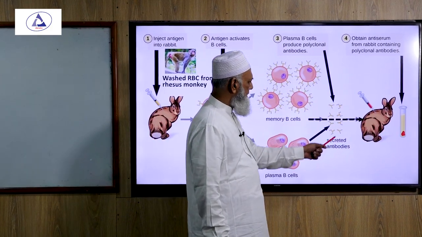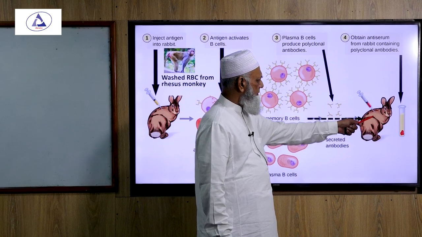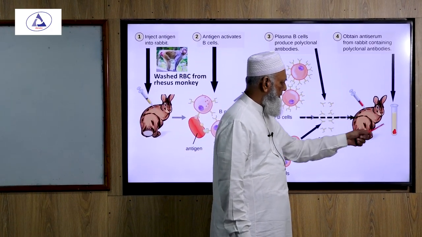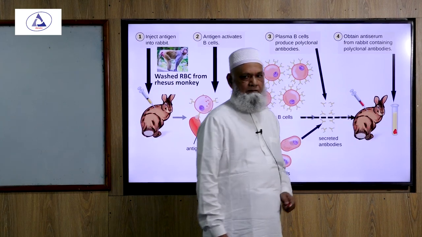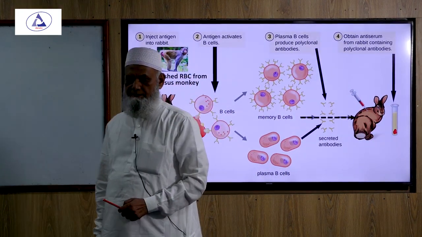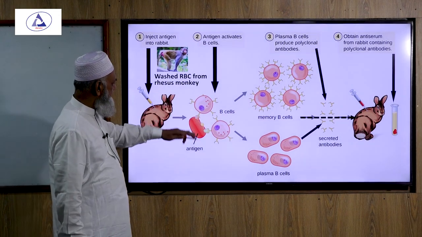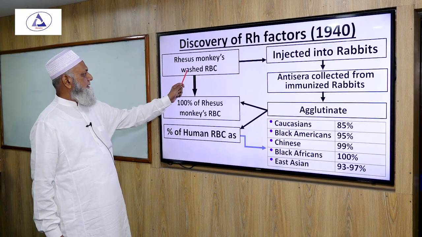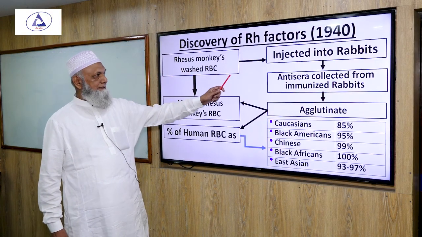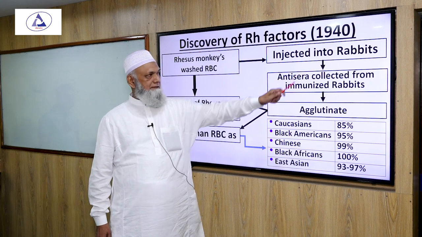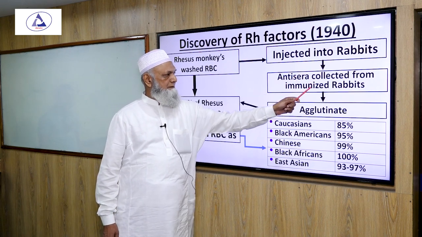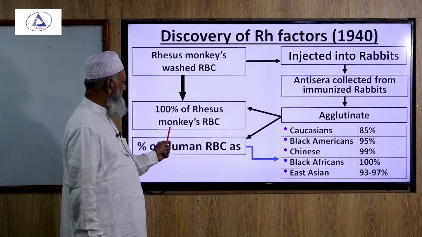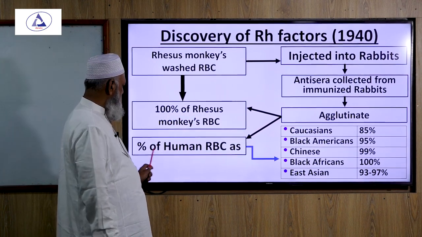These polyclonal antibodies are collected from the rabbit, and this is the serum of the rabbit containing polyclonal antibodies against these factors. These are the Rh factors. Rhesus monkeys' washed RBCs injected into the rabbits. Antisera collected from immunized rabbits agglutinate 100% of rhesus monkeys' RBCs.